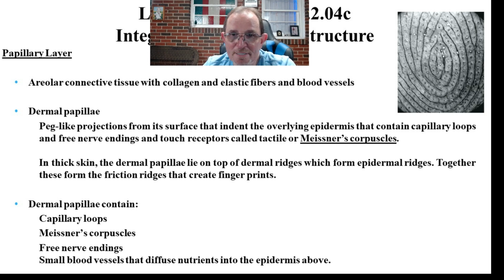Okay, the dermal papilla. Thick skin, the dermal papilla lies on top of dermal ridges, which form the epidermal, and we already talked about that. In those dermal papilla, in other words, the papilla that belong to the dermis and not the epidermis, we got those loops of capillary. That's where the blood vessels come up, so that they're closer to the epidermis. That's where the Meissners are, right at the border. You get free nerve endings, and those are pain receptors, heat and cold receptors.